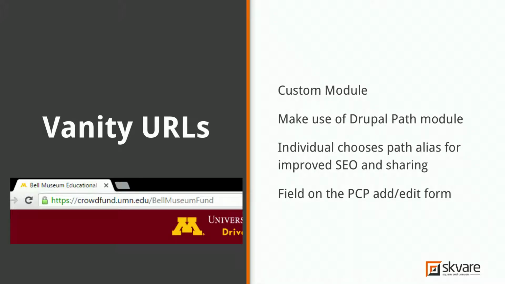The next thing which we're very used to from the Drupal world, which is page aliases. We gave people that are setting up their campaign pages and team pages the ability to define their own URLs. So something like a Bell Museum Fund, they go in and type it. Obviously they don't get to touch the domain, but they can now have a very user-friendly URL that they can tell people, hey, go to this website, type this in.